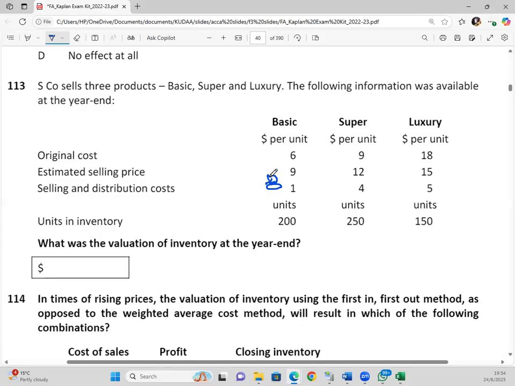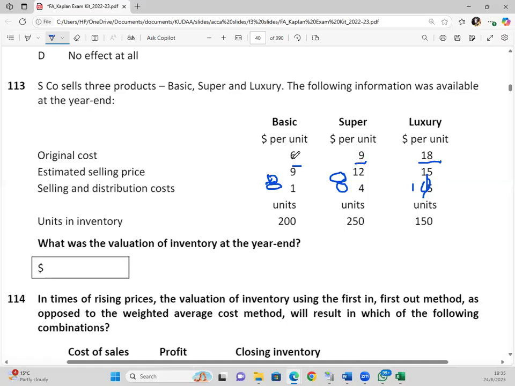Okay, so for the first one, the net realizable value is 8, 9 minus 1. Then for the second one, 12 minus 4, again this should give us a net realizable value of 8. Then we come to here, 15 minus 5. Our net realizable value is 10. So we compare the cost and the net realizable value.